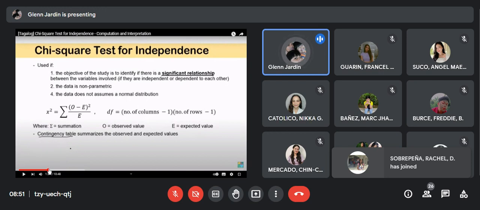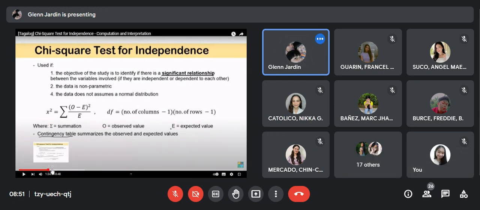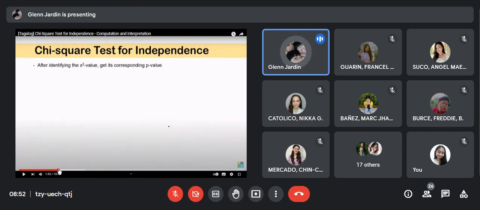What we need to know here is how to find the expected value. The expected value is the row total times the column total, divided by the grand total. Remember this part, because we will use it in the computation. So let's have an example.